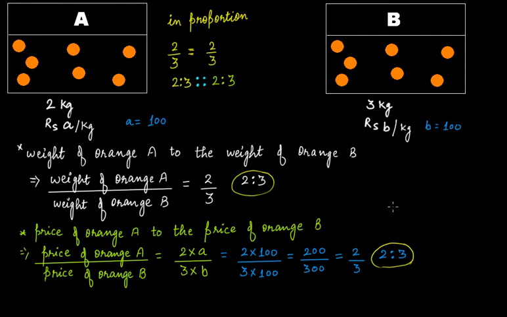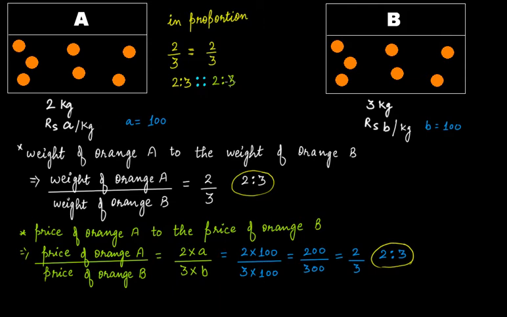Okay, so in other words, we can say that the 2:3 ratio of the weight of orange A to the weight of orange B is equal to the ratio of the price of orange A to the price of orange B. That is, these two ratios are the same. Therefore, they are said to be in proportion, and that is what a proportion is.